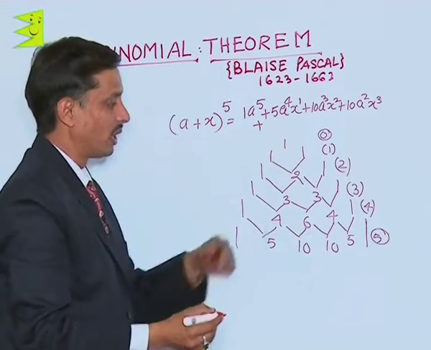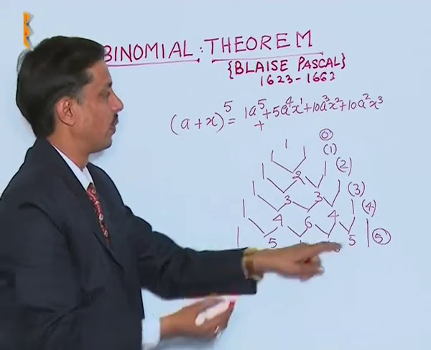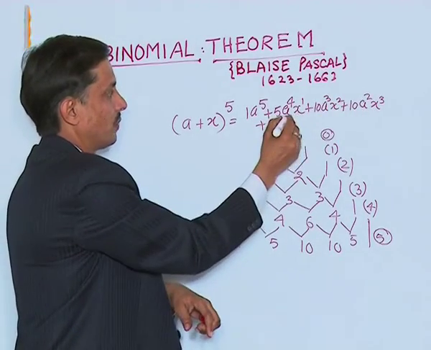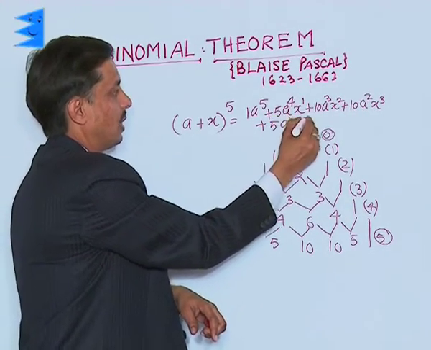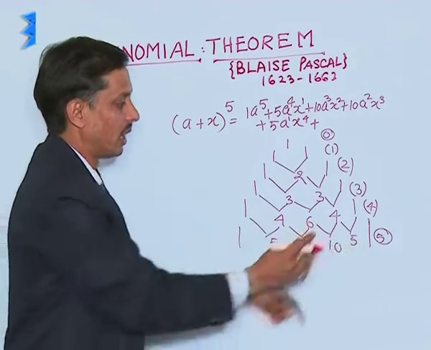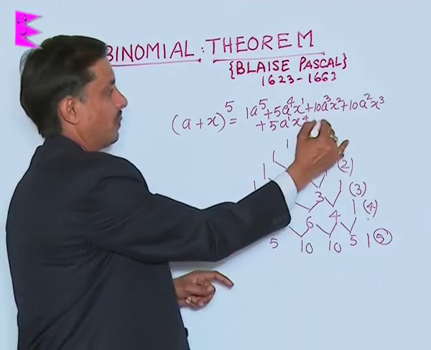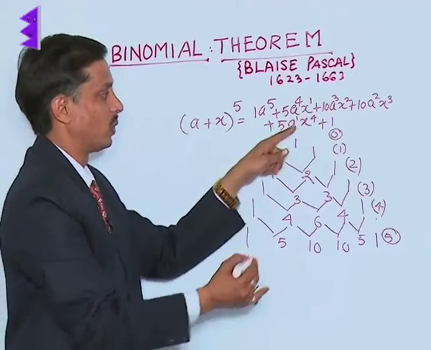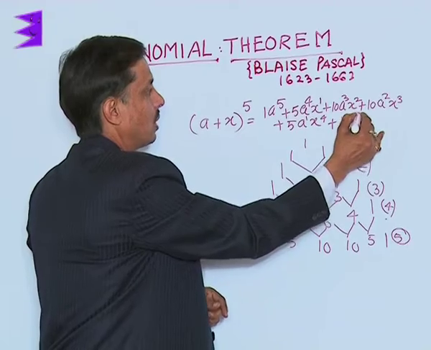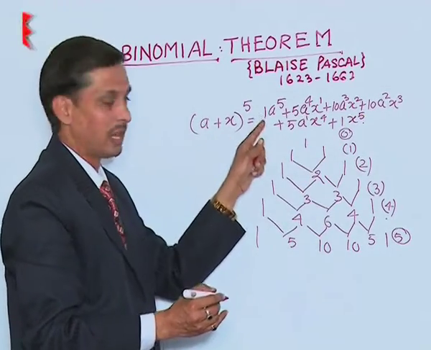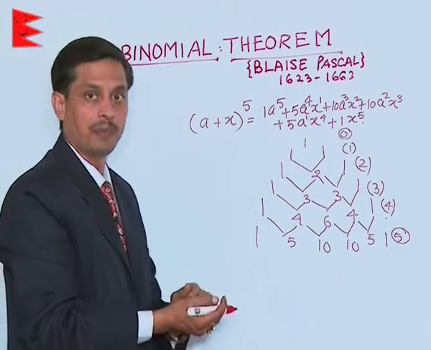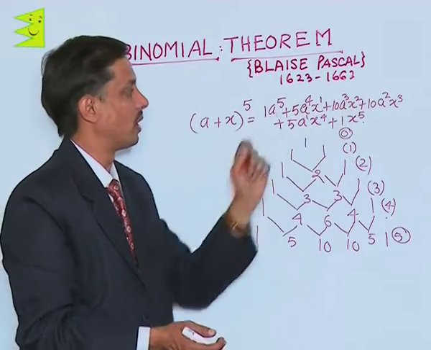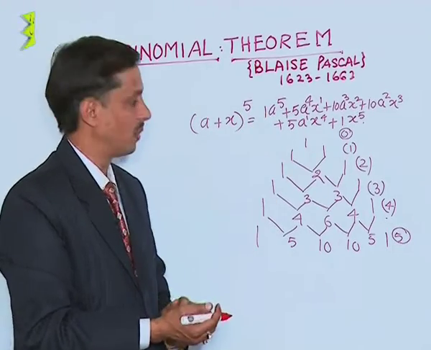Then plus, we have reached till the second 10, then 5, and one more power is decreased, that is a to the power 1, and x power increased to 4. And now finally it is what? 1, because on the boundary it is 1. Finally the power of a becomes 0, that is 1, and 1 into 1 is 1, and the maximum power of x here becomes 5. So this is the expansion of a plus x to the power 5 with the help of Pascal's triangle in the increasing power of x and decreasing power of a.